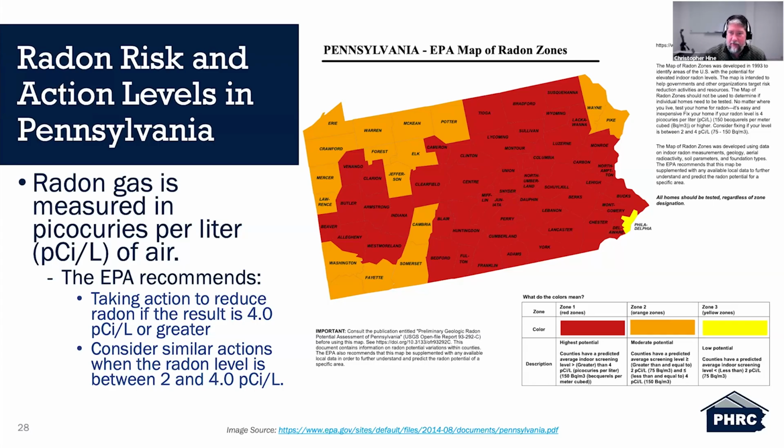And then roughly the remaining part of the state here in red has a high potential, where they have a predicted average indoor screening of greater than 4. I would say that means Pennsylvania is in a high potential for radon impacts with indoor air quality when being tested, right? So it should also be tested.